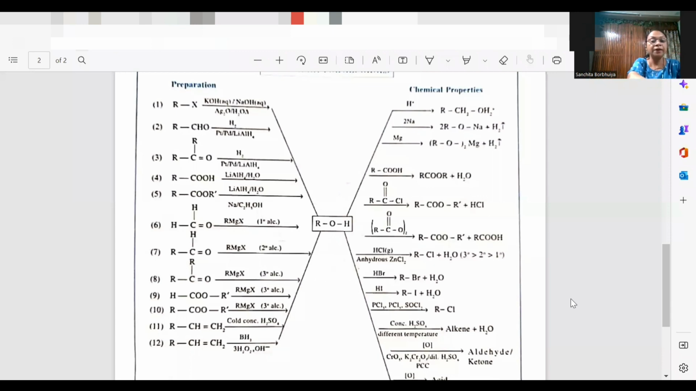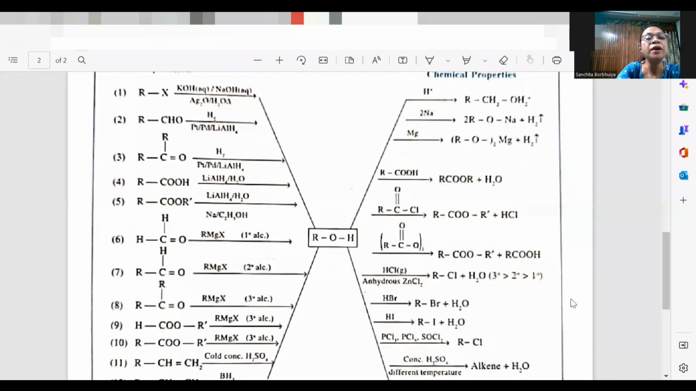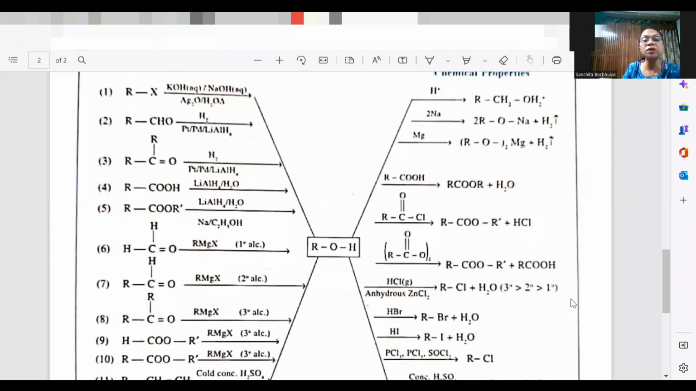This is the memory map which will revive whatever you have studied. So without wasting time, let us start with this memory map. You can use it whenever you want to practice or remind yourself. So this is how it goes. First we will start with the methods of preparing alcohols, and next we'll go to chemical properties together. Do not see the right side now. Let us go to the left side and start.